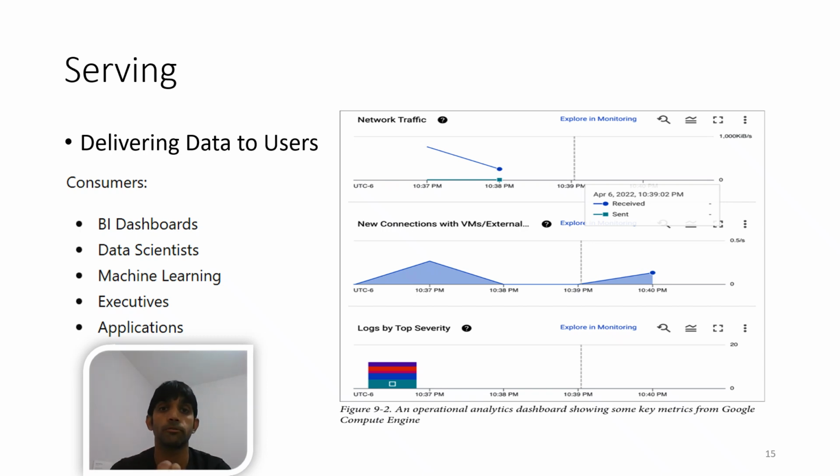Now serving, this is the final stage. This is where data reaches people and systems that need it. Examples include business dashboards, reports, machine learning models, operational applications, executive decision-making tools. So data has no value sitting in storage. Value is only created when someone uses it.